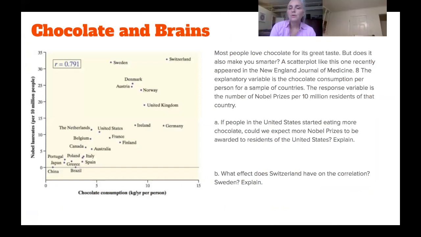Okay, so let's look at this. It says most people love chocolate for its great taste, but does it also make you smarter? A scatter plot like this one recently appeared in the New England Journal of Medicine. The explanatory variable is the chocolate consumption per person for a sample of countries. The response variable is the number of Nobel Prizes per 10 million residents of that country. And the first thing we want to discuss is, if the people in the United States started eating more chocolate, could we expect more Nobel Prizes to be awarded to the residents of the United States?